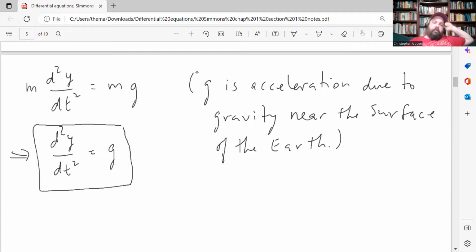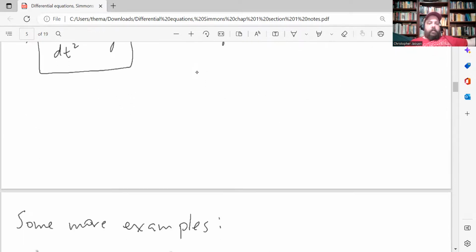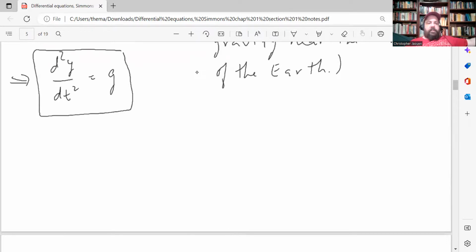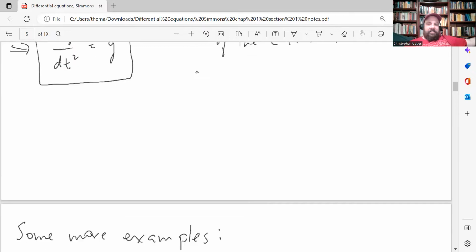So the second derivative of position with respect to time is equal to the acceleration of gravity near the surface of the Earth. So this value g is approximately constant, as long as you stick close to the surface of the Earth. In other words, this constant is telling us that gravity pulls us down to the ground, right?